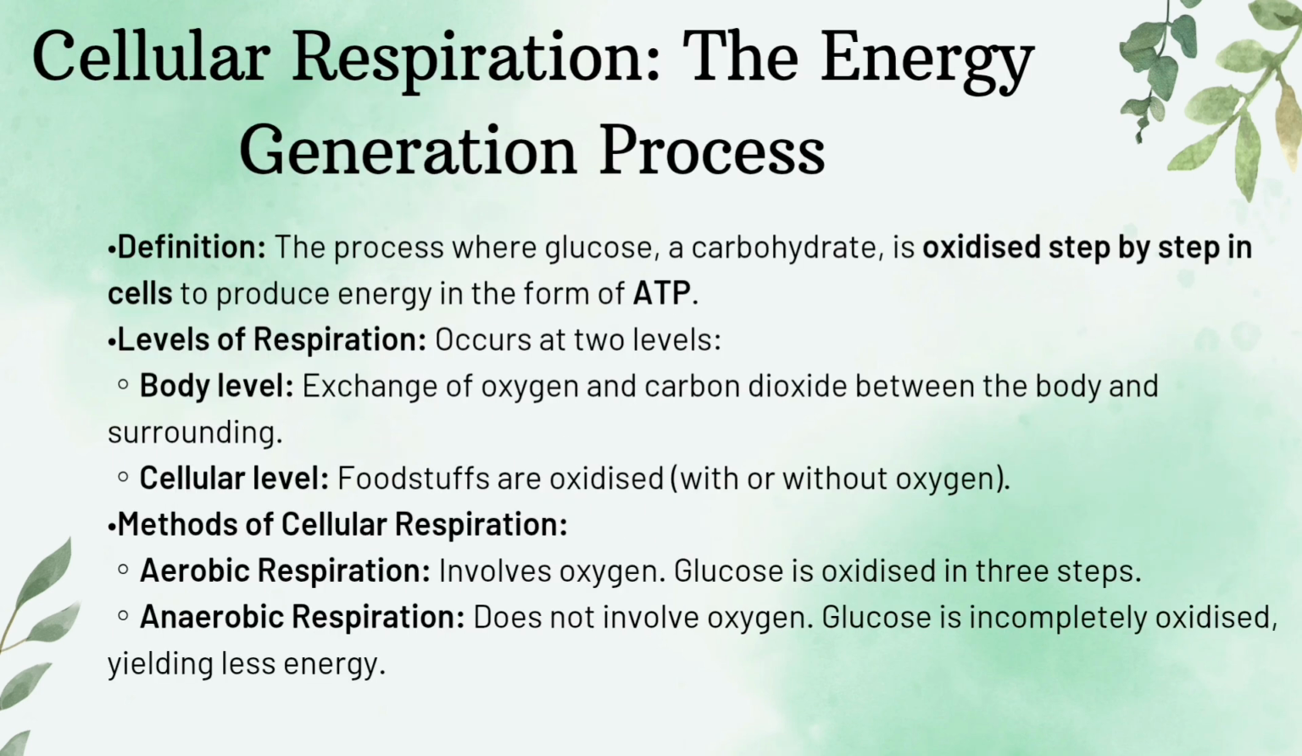Cellular respiration is the process where glucose is broken down in our cells to produce energy in the form of ATP. This happens at two levels, at the body level and the cellular level. There are two types: aerobic, which uses oxygen, and anaerobic, which doesn't.